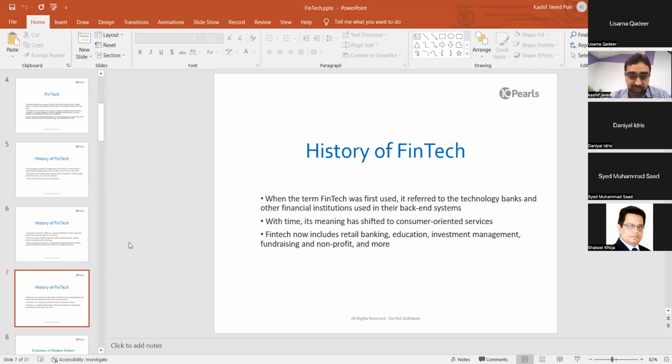And now, currently, fintech or the latest banks which we see are working in retail banking, education, investment management, fundraising, and many other areas. Just consider an example: all of us are now probably paying our bills through mobile apps. We are paying our kids' fees through online banking. We do not have to go to the school or the university, and we don't even need to go to the bank for that. We just pay using technology.